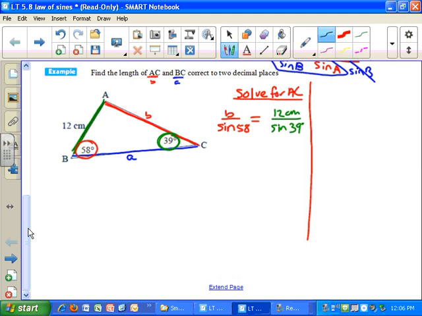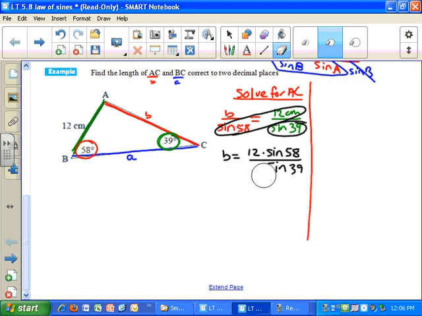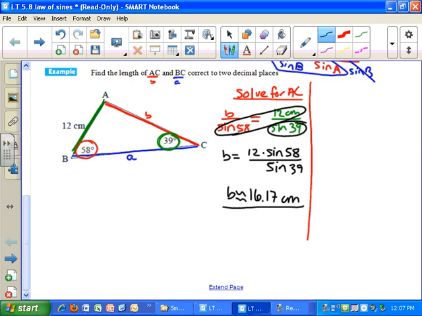Okay. Now you can cross multiply these two and divide by this. So b is going to equal 12 times the sine of 58 divided by the sine of 39. Supposed to be an S, not an 8. And so then we can get this approximate answer that b is approximately 16.17 centimeters. And I would, as always, recommend labeling it on the drawing.